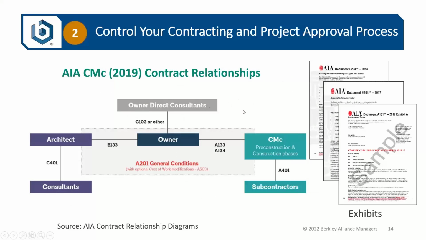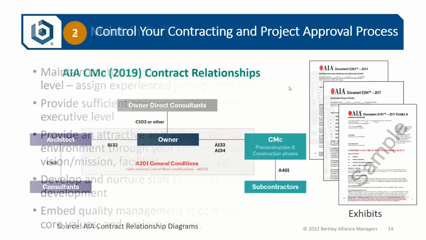So in a slightly different format here are the AIA CMC agreement relationships. And again, you can see in the middle, the A201 general conditions are very similar because in CMC, also known as CMAR and CMGC, the construction manager is the constructor, whereas in construction manager as advisor, which I'm not detailing here, they're a pure professional relationship. So a little bit of a difference in the owner-architect agreement, the B133, which recognizes that construction manager as a consultant to the owner during the pre-construction phases. Otherwise, relationships between the CMC and subcontractors through the A401 and the architect and its consultants through the C401 are the same. And again, you can see these same exhibits on the right side for BIM, sustainable projects, and insurance and bonds.